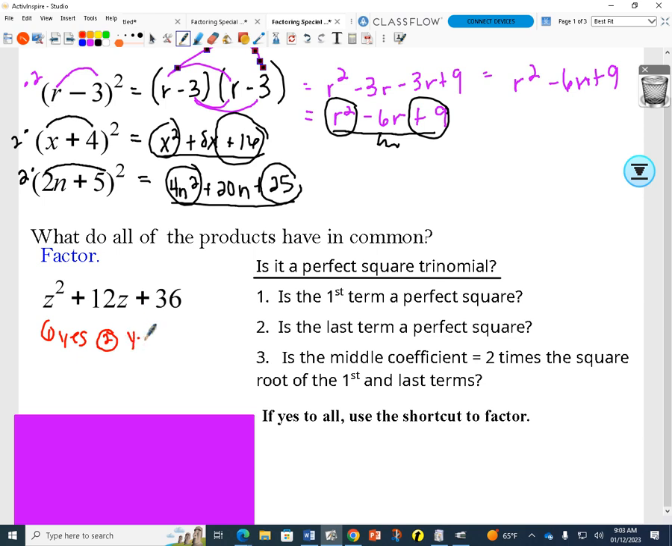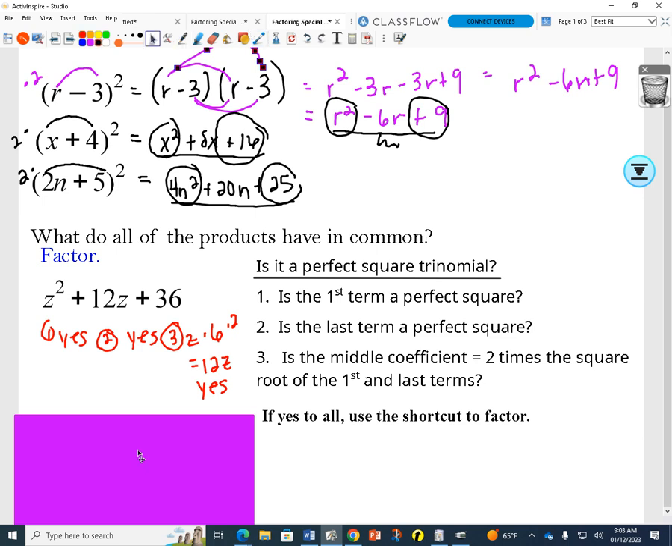Is the middle coefficient equal to 2 times the square root of the first and last term? So that's going to require us to take the square root of the first term times the square root of the last term times 2. So that equals 12z. So the answer is yes. So if that's the case, we can use the shortcut to factor.